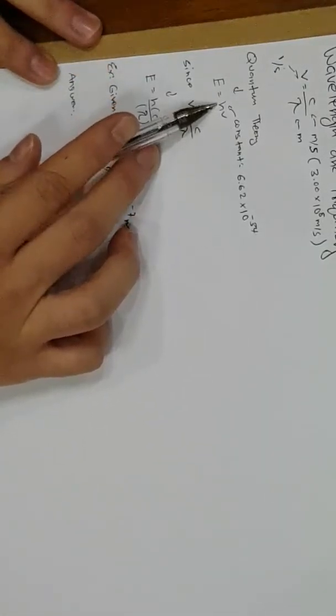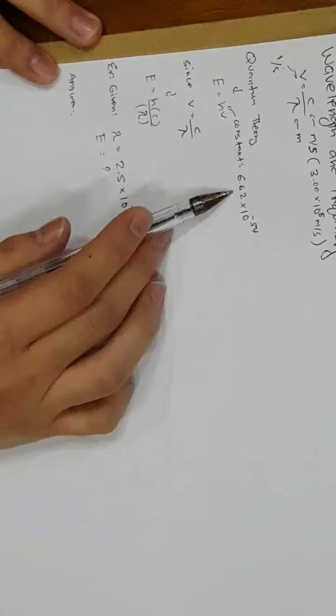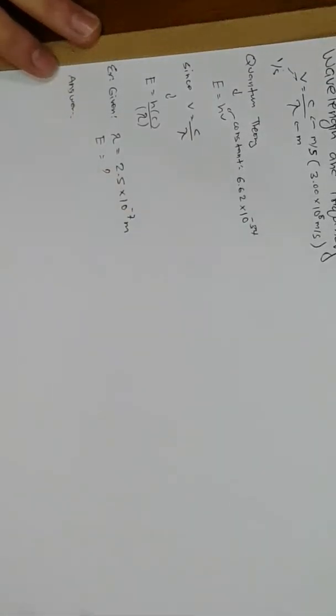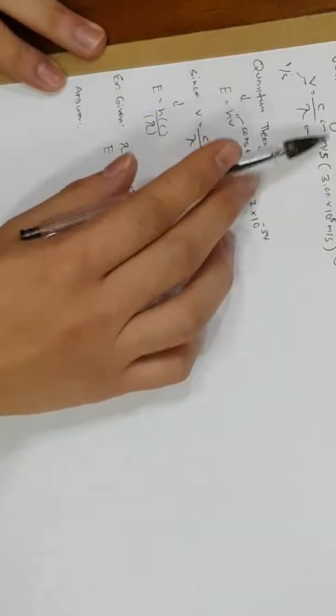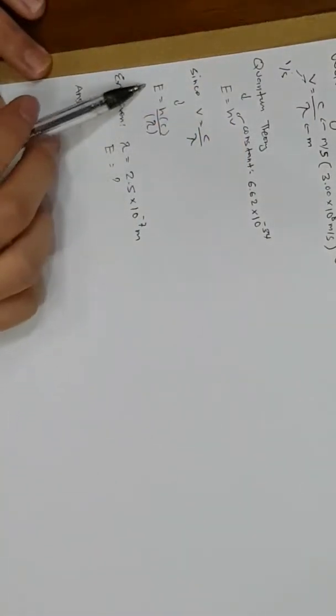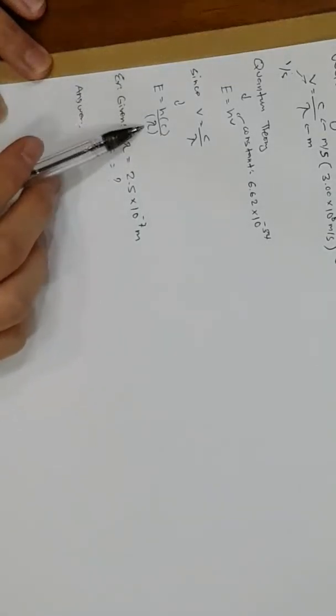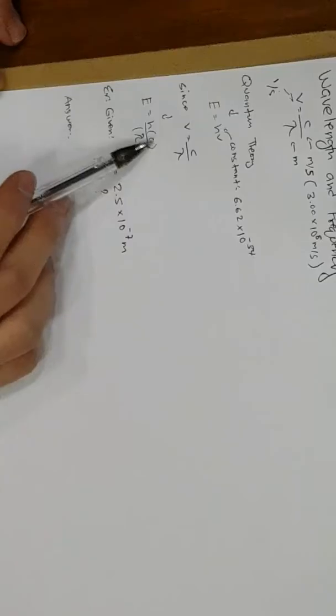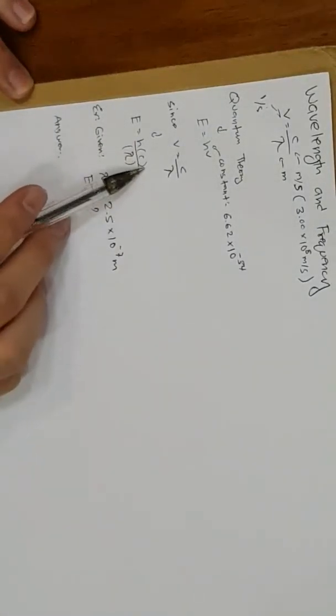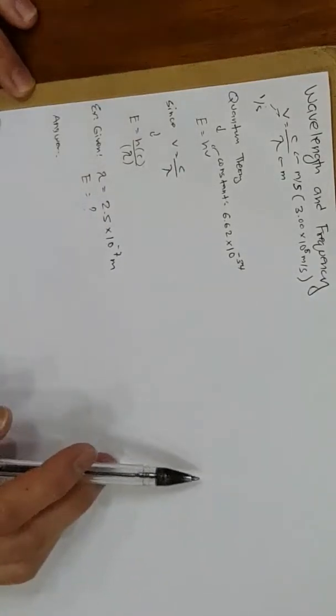However, here our constant for our quantum theory is 6.62 times 10 to the negative 34. And since V here, as we can see in frequency's formula, will be substituted here in the quantum theory, now we have another formula which includes the Planck's constant and speed of light, including wavelength.